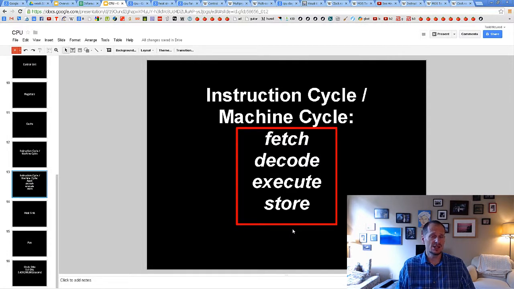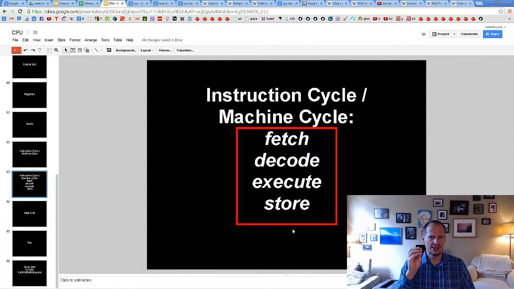So if we were to do the addition problem, 2 plus 17, right? It would fetch the zeros and ones for 2. It would then store that 2 into the registers. It would fetch the operator plus. It would store that into the registers. It would fetch 17.